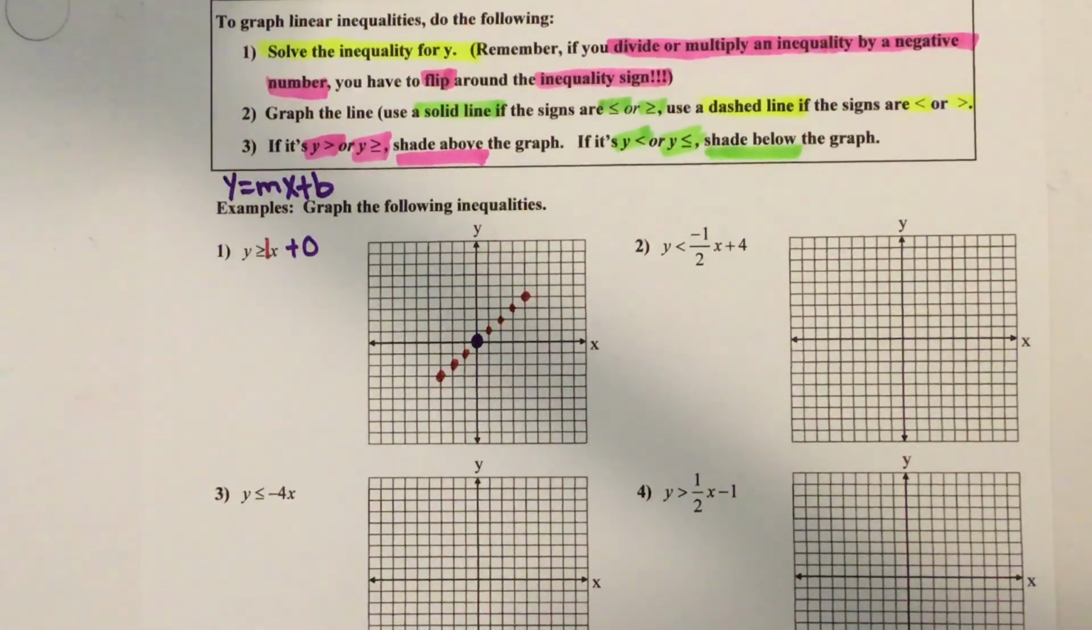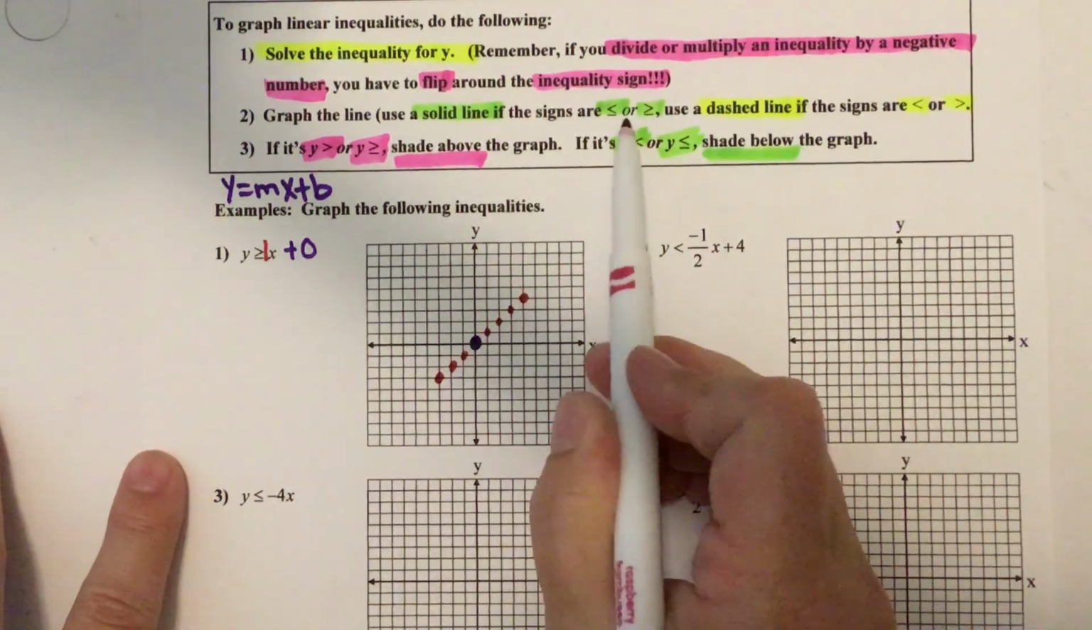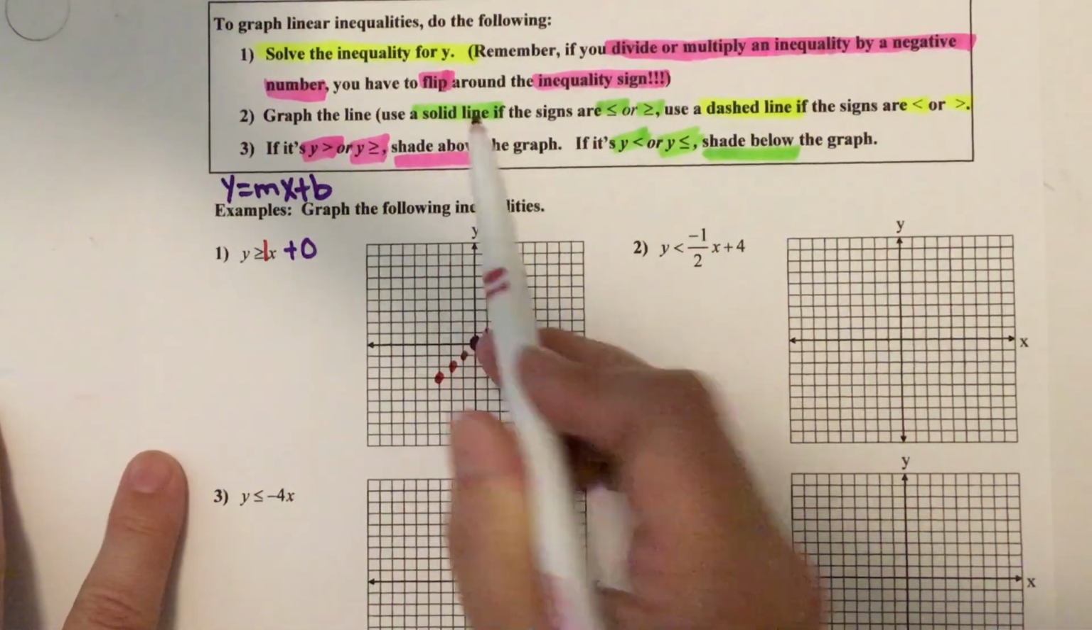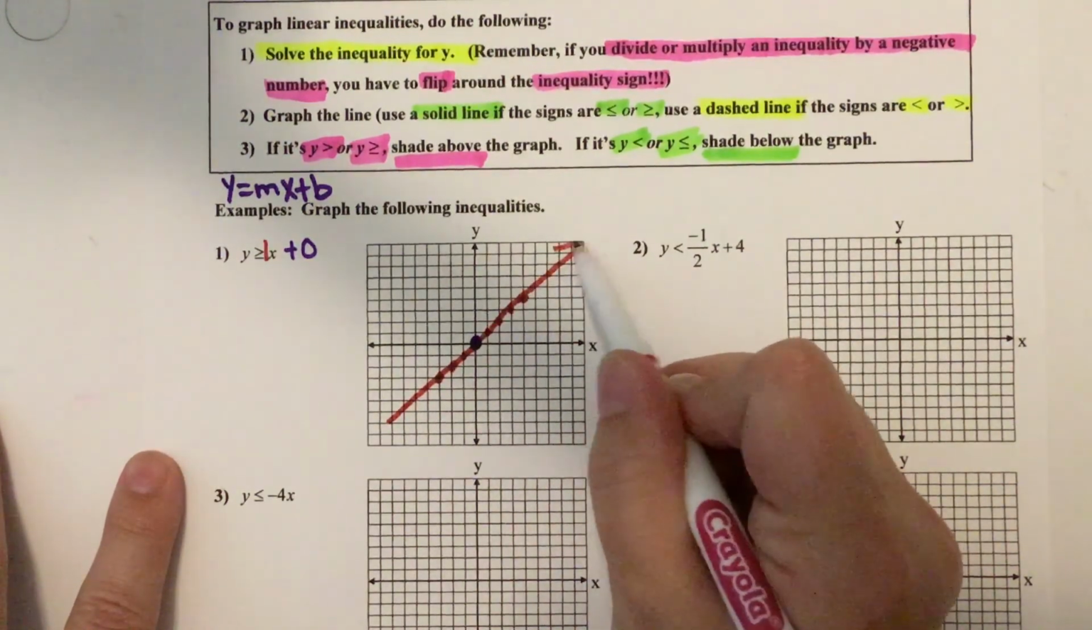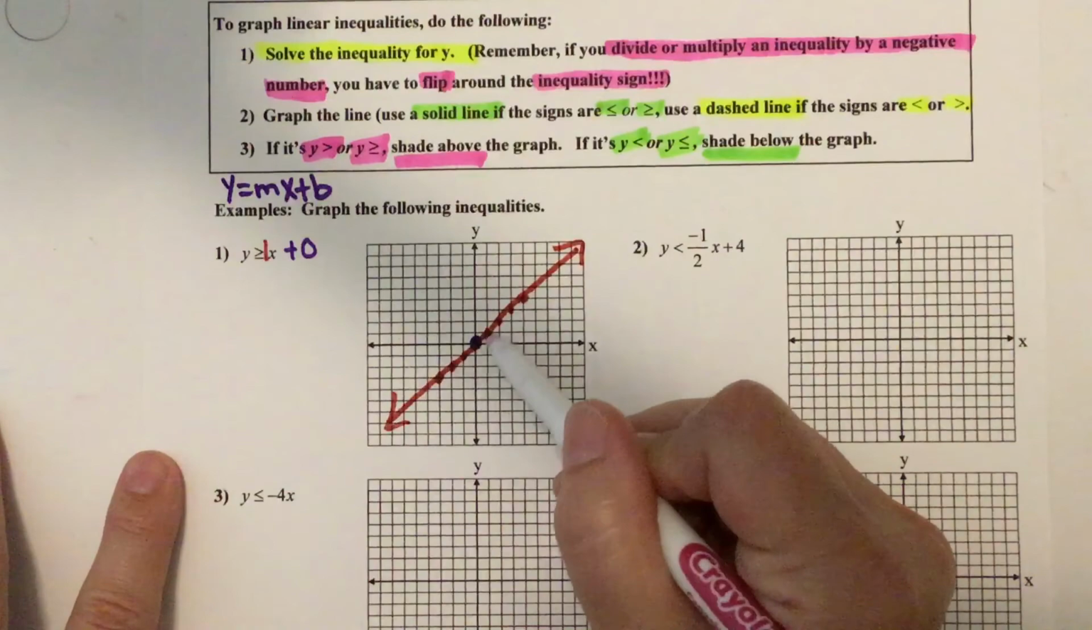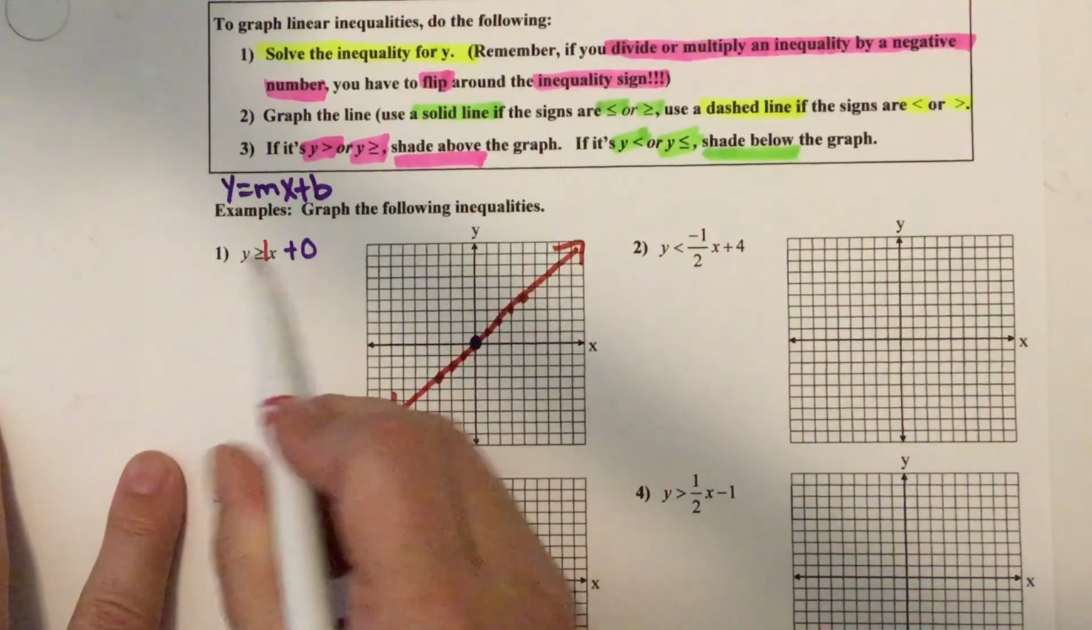Okay, solid or dashed? We see an equals, so remember if there's an equal symbol, it's solid. So we're going to make a solid line, which means that every point on this line is an answer to this equation here.